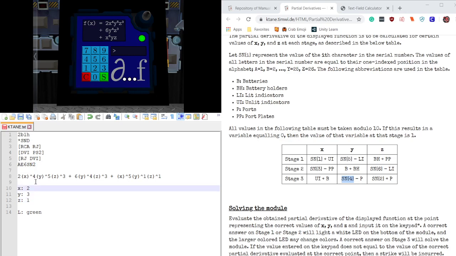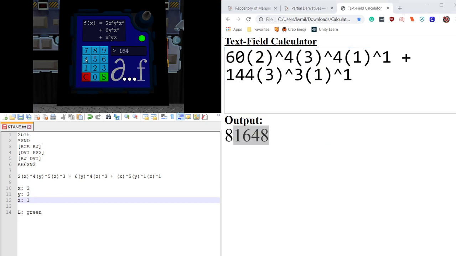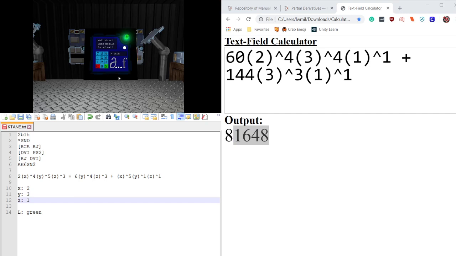I'm going to double check this because I think I did something wrong. This is unlit with the indicators, plus 2 is 2. 9 minus 6 is 3, and 5 plus 6 is 11. Yep, okay, this is right. Let's plug them in one last time. X is 2, Y is 3, and Z is 1. Submit the last 4 digits. And that is another solved partial derivatives.